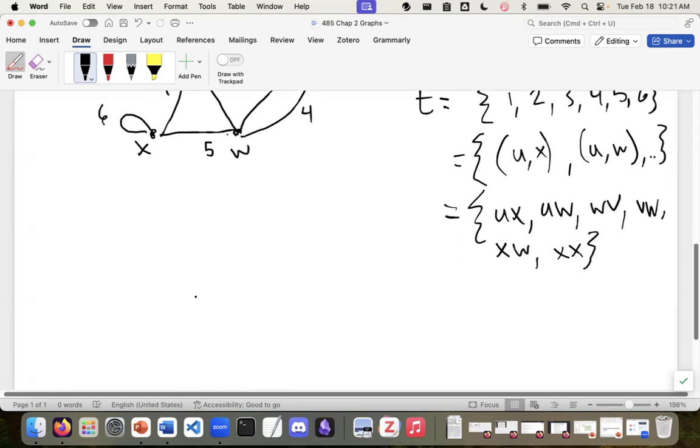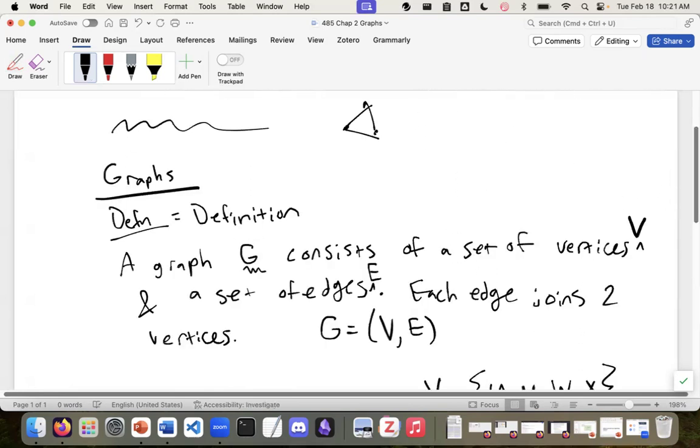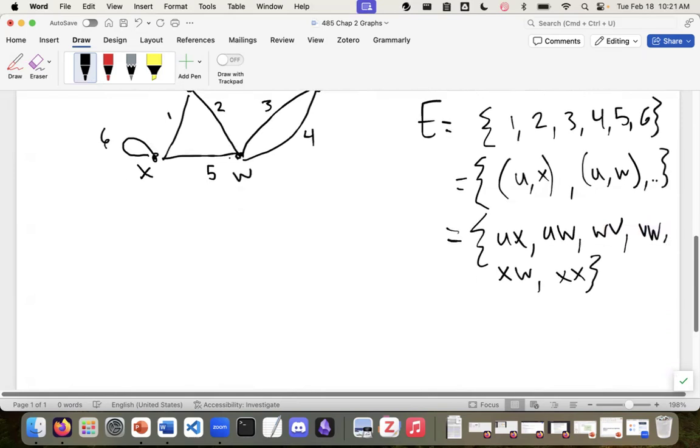So some definitions for you. I need to do that. Let's move this over here.